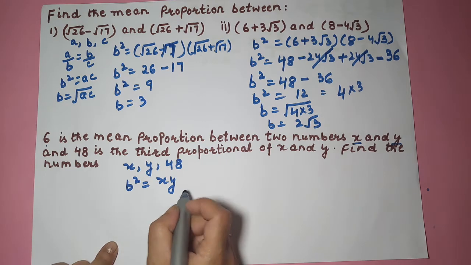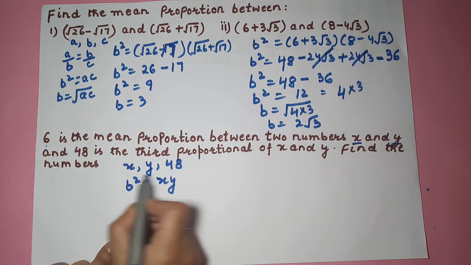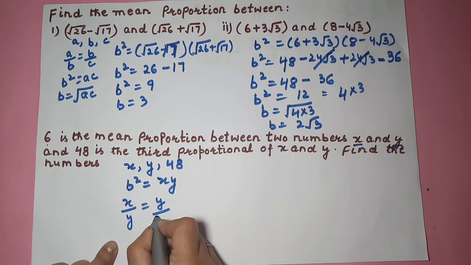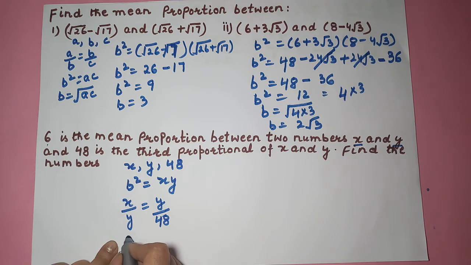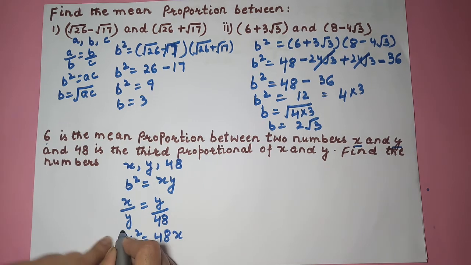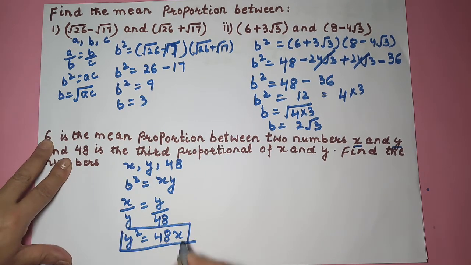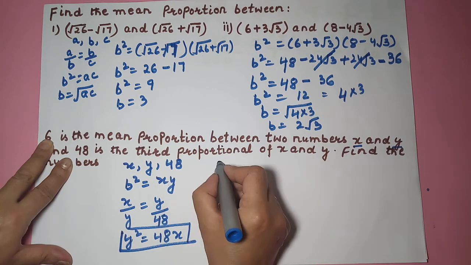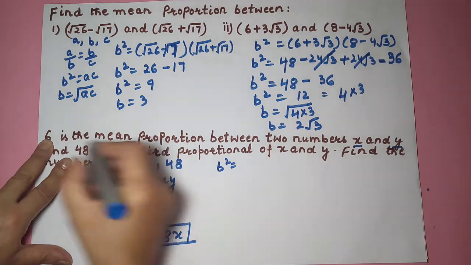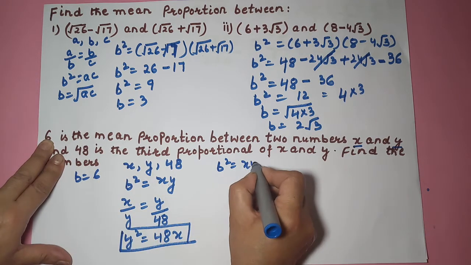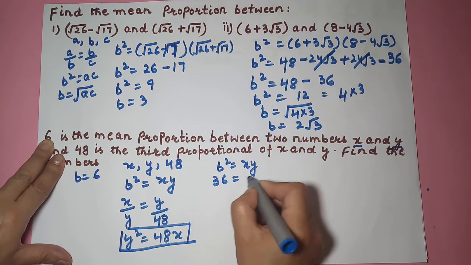So you can say that B square is equal to xy. Fine. Now, if you set the proportion between these three, what will that be? x by y is equal to y by 48. From here you are going to get y square is equal to 48x. This is one of my equations. My other equation is the mean proportion, that is b square, where b is given as 6.